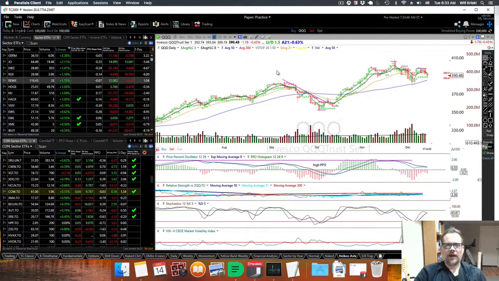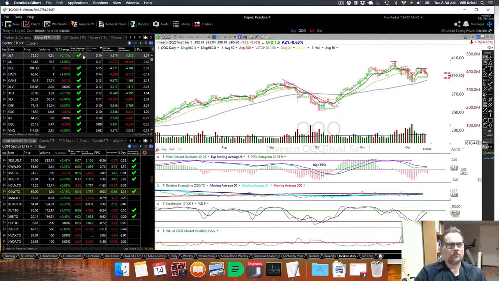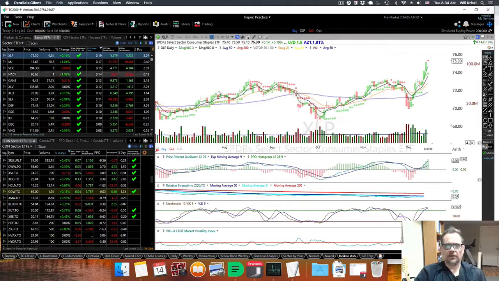So what I have is I do scans. I have different tabs here, and I've built scans and then in the columns you can put like the slope. If you want to sort by slope, which is like kind of the momentum, instead of price change, you can go like that. And you'll see that the consumer staples ETF is very steep. And obviously, you want to get that.